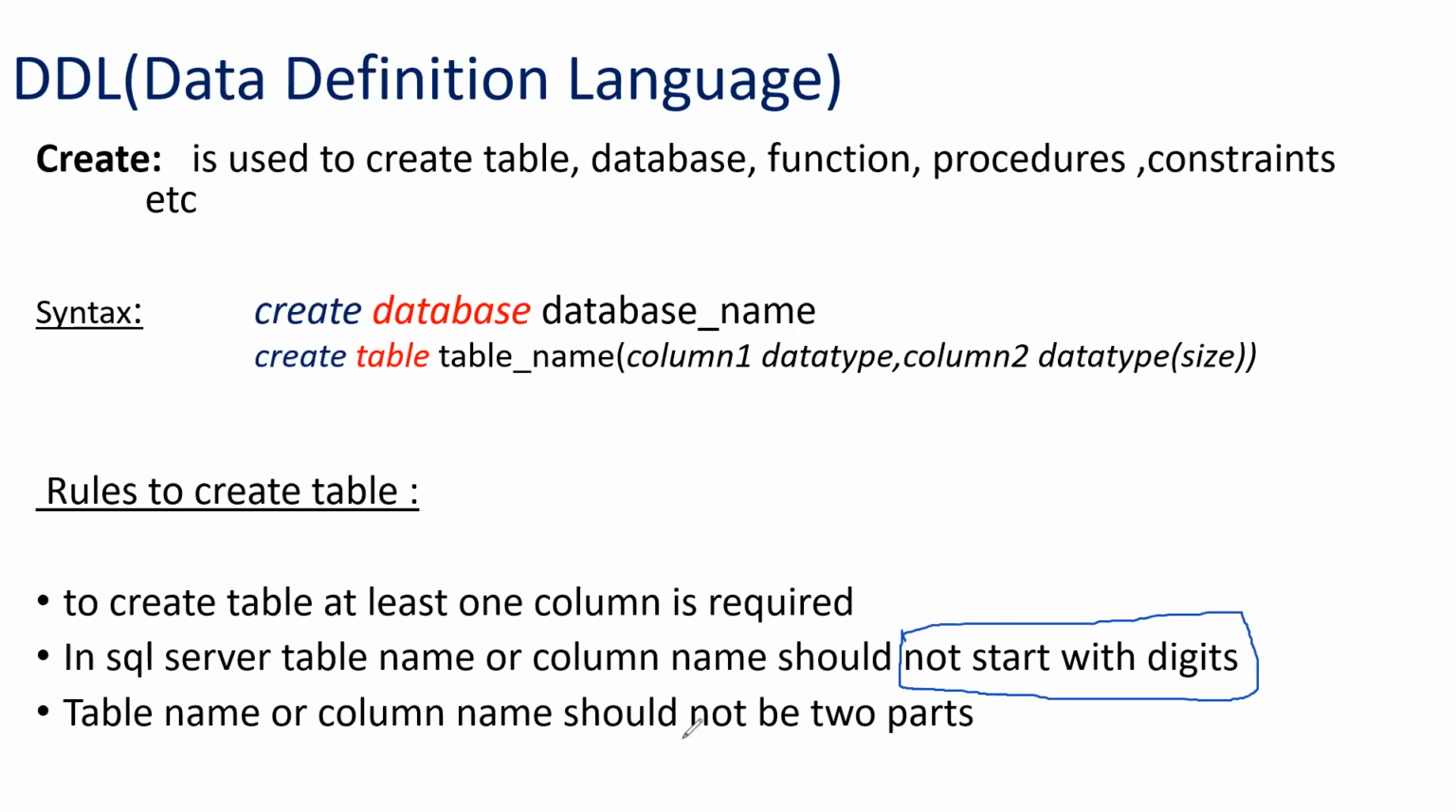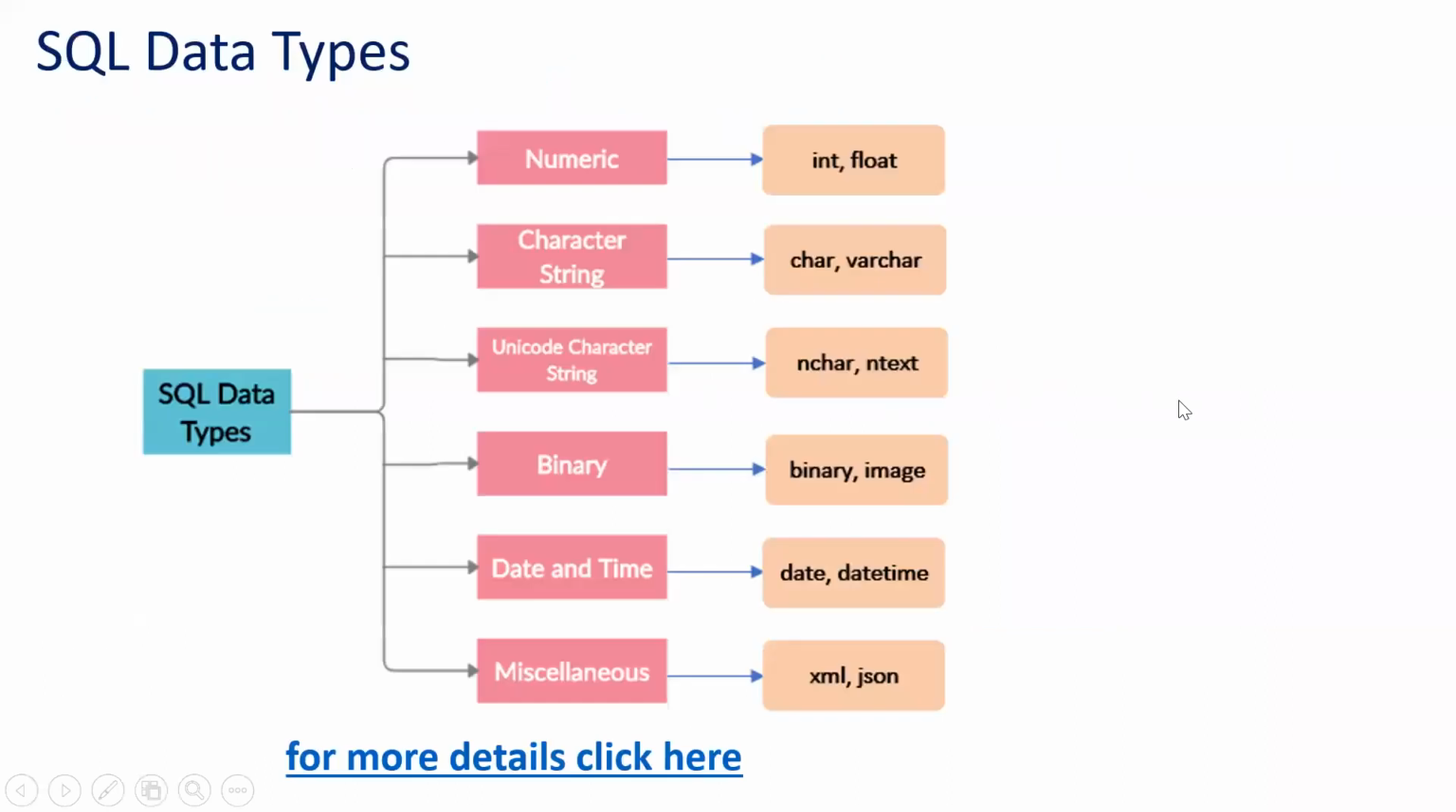And the table name or column name should not be in 2 parts. For example, employee salaries. You want to create one table, employee salaries. This is not the correct way. In between, you can use an underscore, like what we have done in Python, like EMP_salaries. This is the correct approach. You should not divide or separate them. It will throw an error. Okay, now let me clear this.